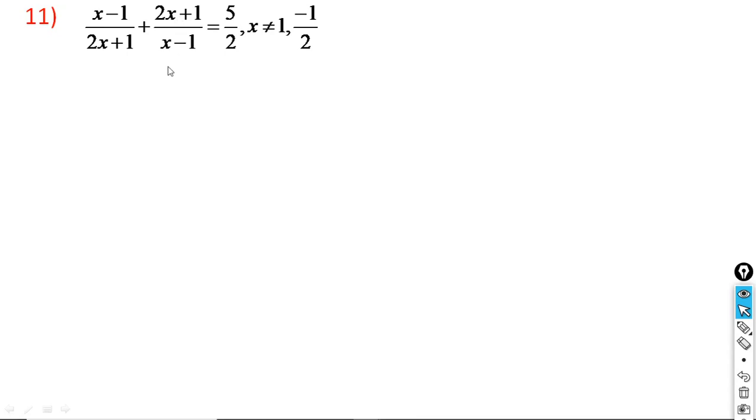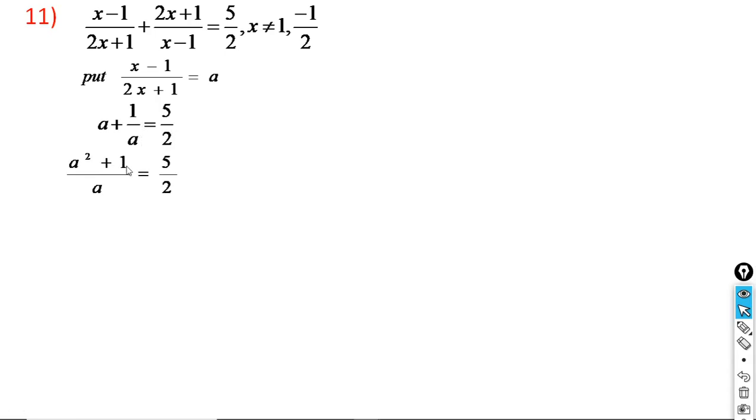So how do we do it? We substitute x minus 1 upon 2x plus 1 as another variable. I am substituting this as a. We get this equation in simplified form: a plus 1 upon a is equal to 5 by 2. Now friends, you can also solve this problem by taking LCM, but by taking LCM, the steps will be more.